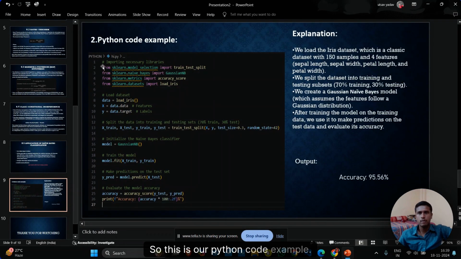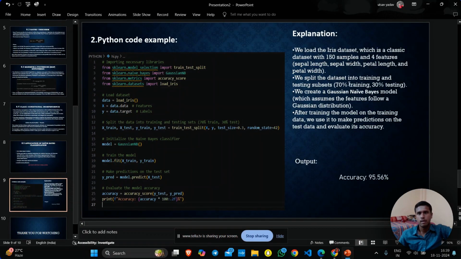So this is our Python code example. We load the Iris dataset, which is a classic dataset with 150 samples and 4 features: sepal length, sepal width, petal length, and petal width. We split the dataset into training and testing subsets, 70% training, 30% testing. We create a Gaussian naive Bayes model, which assumes the features follow a Gaussian distribution. After training the model on the training data, we use it to make predictions on the test data and evaluate its accuracy.